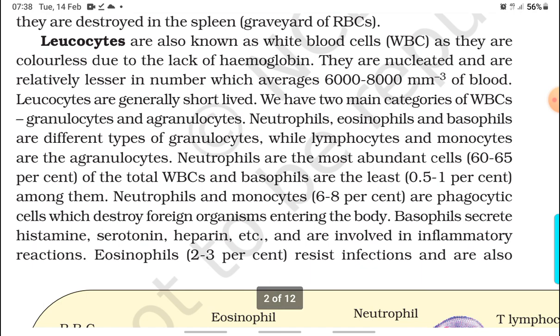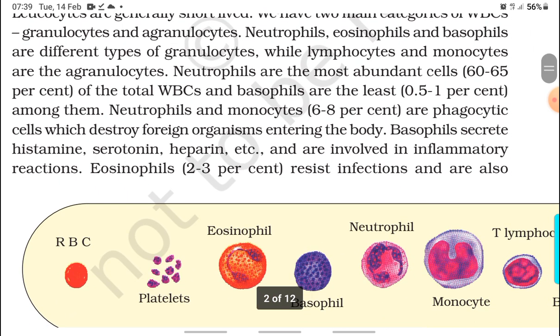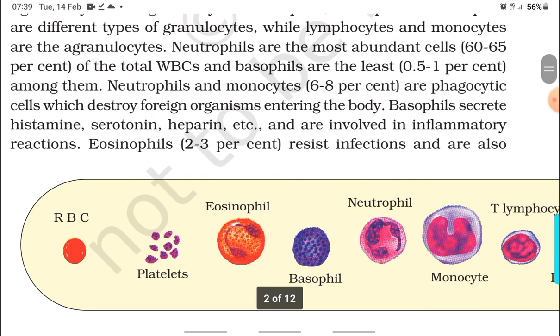Leukocytes are also known as white blood cells or WBCs as they are colorless due to the lack of hemoglobin. They are nucleated and are relatively lesser in number, which averages to 6,000 to 8,000 per cubic millimeter of blood. Leukocytes are generally short-lived. We have two main categories of WBCs, granulocytes and agranulocytes. Neutrophils, eosinophils, and basophils are different types of granulocytes, while lymphocytes and monocytes are the agranulocytes.